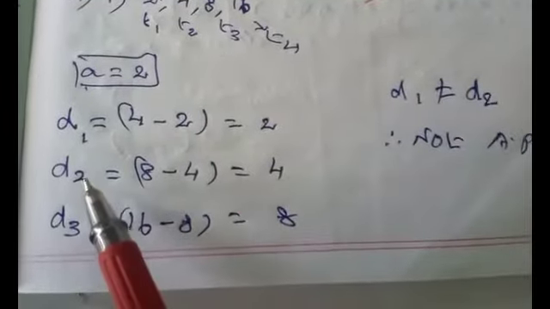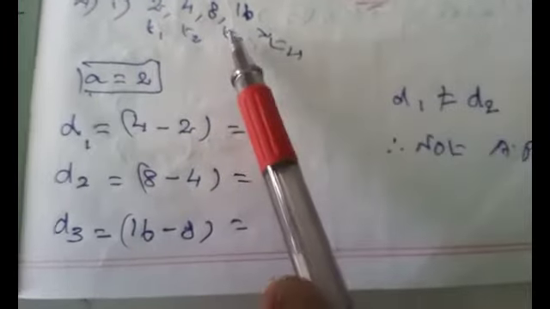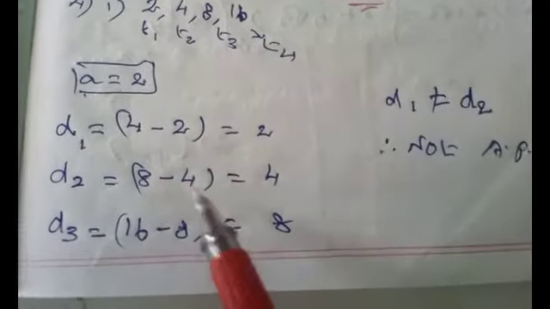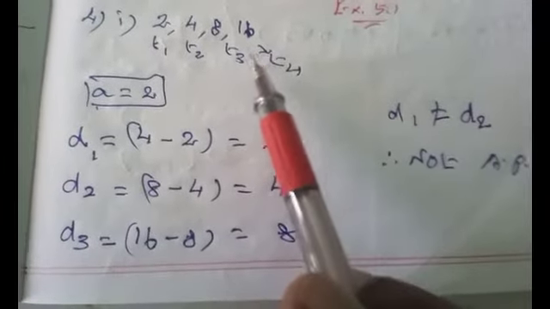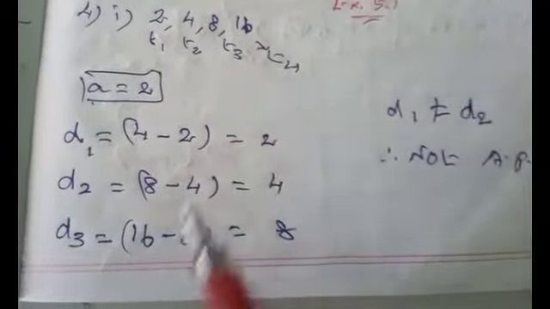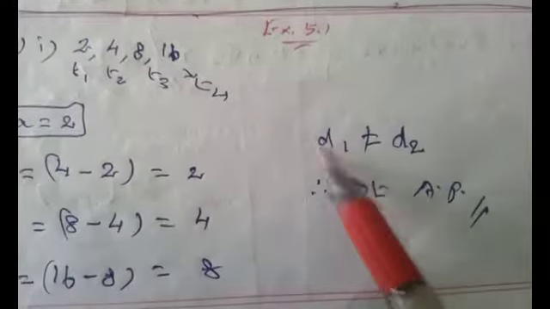Next, we have to find the difference 2, which means t3 minus t2. Okay, so it becomes 4. Next, we have to find difference 3, that is t4 minus t3, which is 8. Since the common differences are not equal, therefore it is not AP.